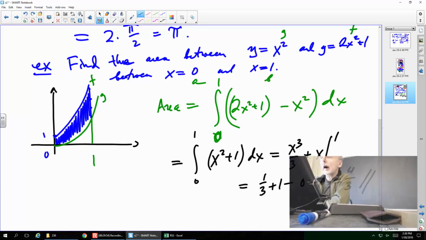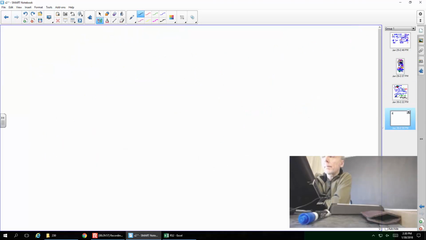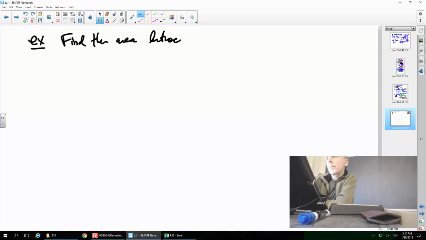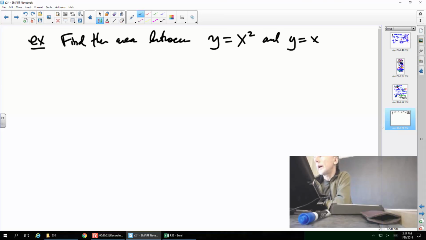So this is what I pick. Here it is. Find the area between y equal x squared and y equal x cubed. The area of the region in the first quadrant.